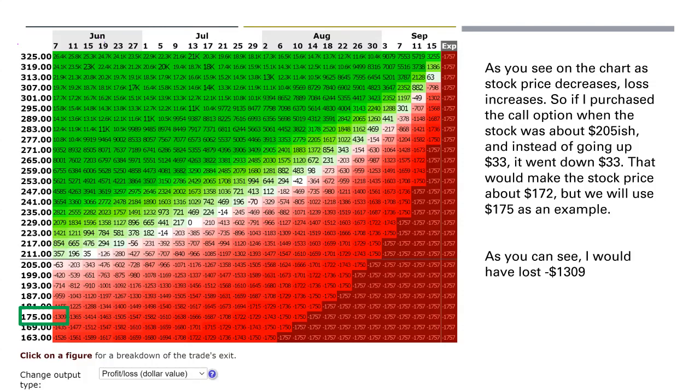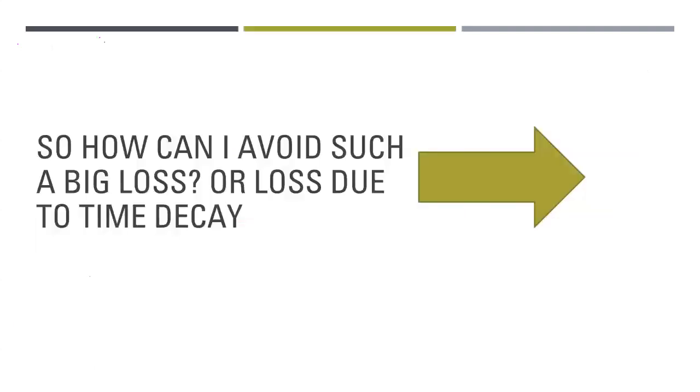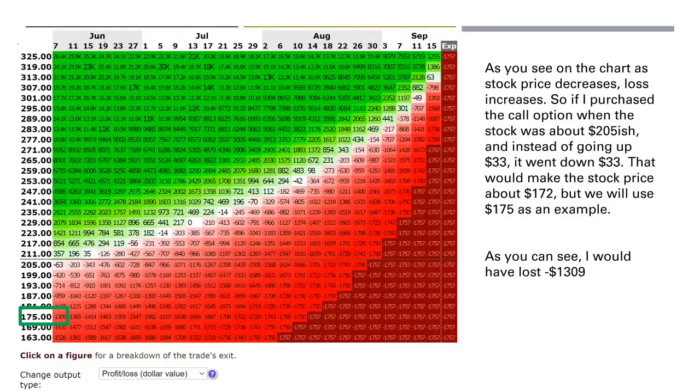Well, we understand that, but there's ways you can avoid this. So how can I avoid such a big loss or loss due to time decay? Once again, time decay, as you can see, as you go across the graph, is how much you can make even if it reaches the same price. So if it reached 265 on June 7th, just to reiterate, I would make 8,000.